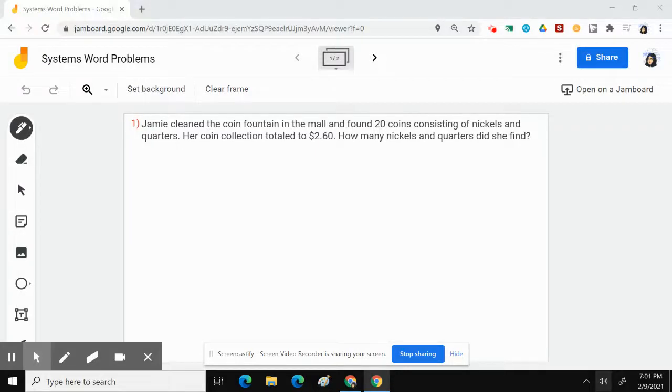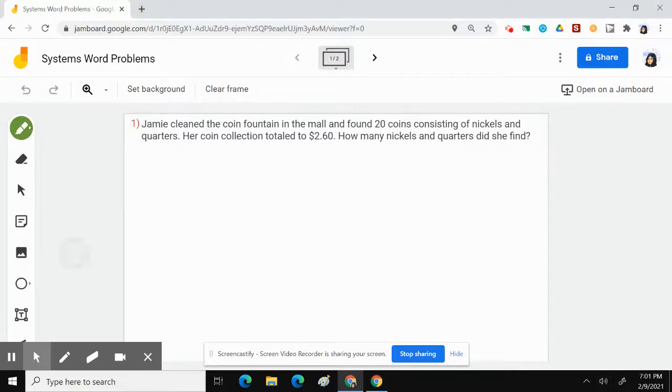All right, so today we're going to be looking at systems of equations word problems. So the first problem we're looking at says Jamie cleaned the coin fountain in the mall and found 20 coins consisting of nickels and quarters. Her coin collection totaled to $2.60. How many nickels and quarters did she find?